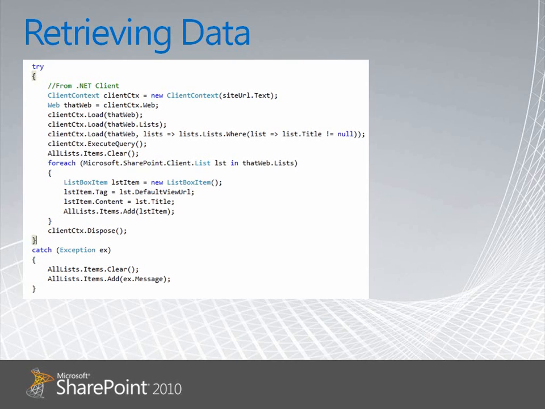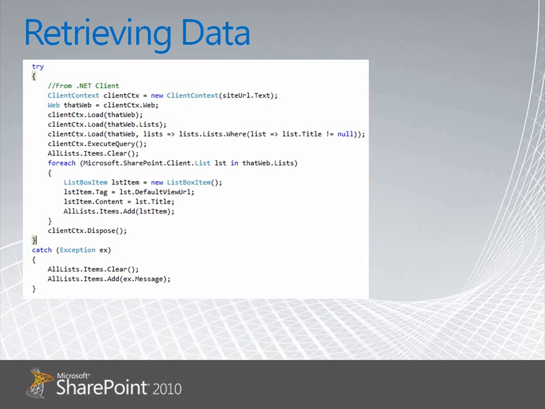We then instantiate a web object and set it equal to the web property of the client context, just as before. And furthermore, we call load, and we load the web object. However, this time we also call load for the lists property collection of the web object, and this will allow us to start working with those lists. Additionally, when we call load for the web object, we can also provide a lambda expression, and our lambda expression filters the lists to only retrieve those where the title is not null. So that's a very important point. You can use lambda expressions in these load calls.